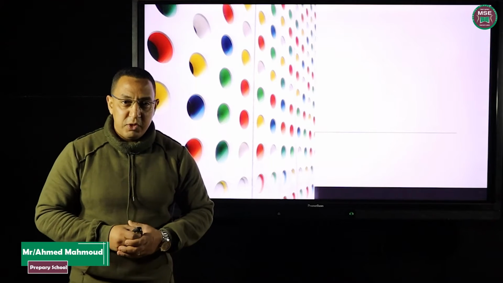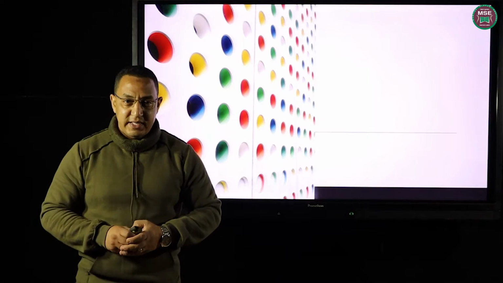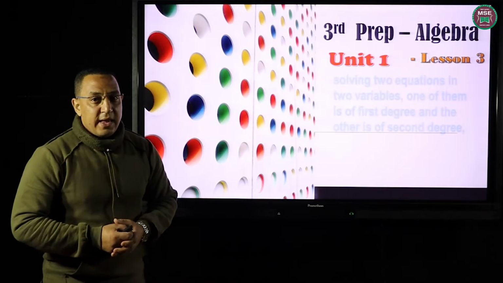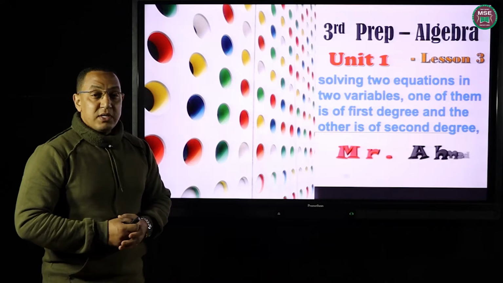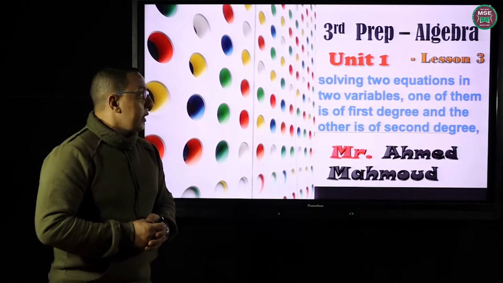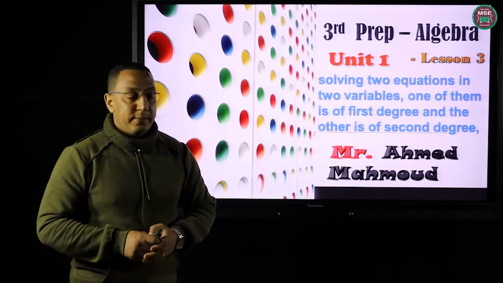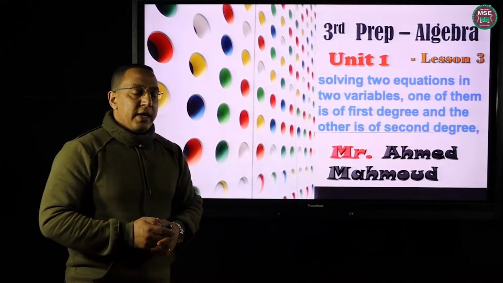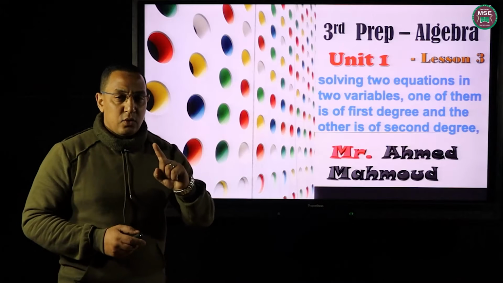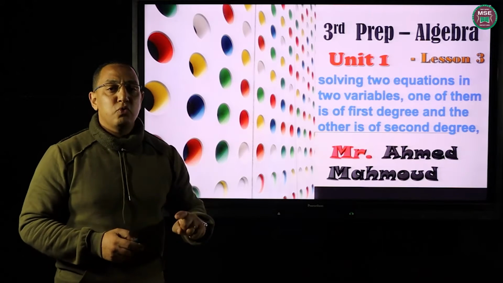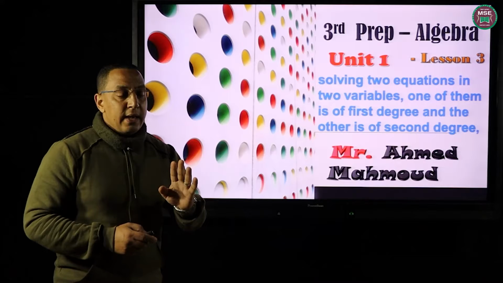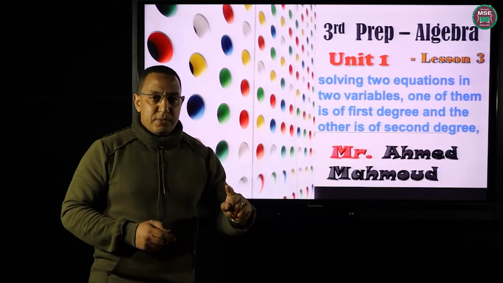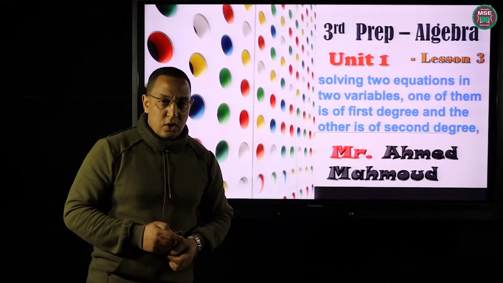It's Mr. Mahmud with you today to introduce a new mathematics lesson. Today, inshallah, we have the third lesson in the algebra. The lesson is called solving two equations in two variables, one of them in the first degree and the other in the second degree. Here I have only one case or one situation to solve the two equations algebraically only, and also I have only one way, which is the substitution way. Let's start the lesson.